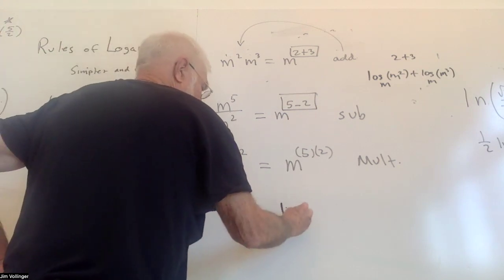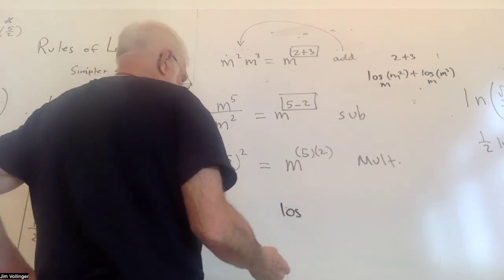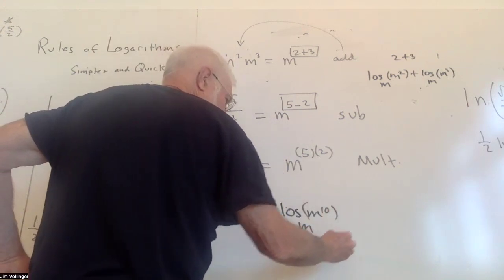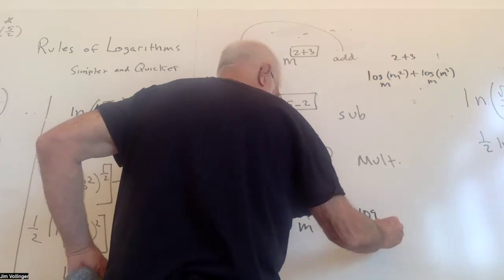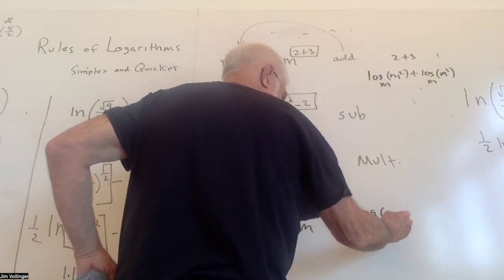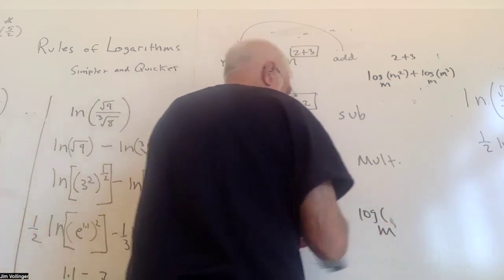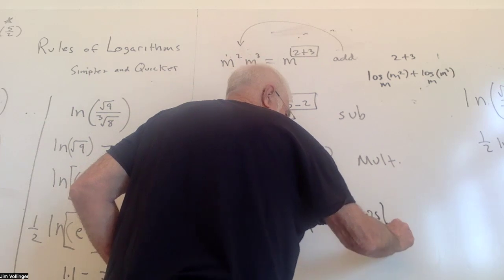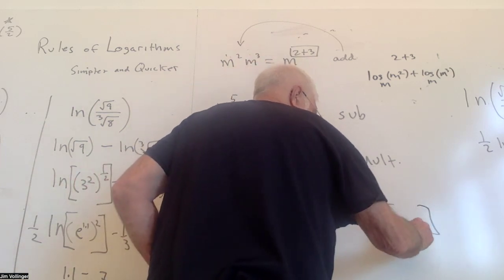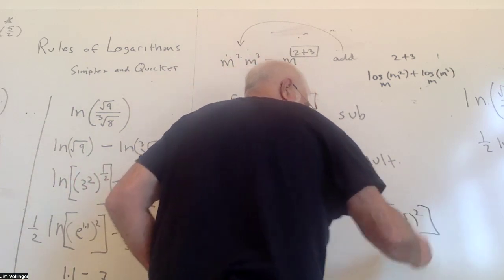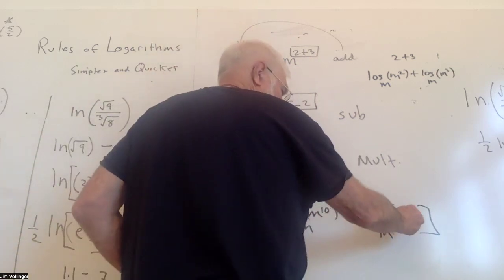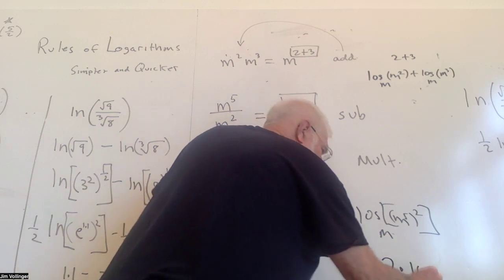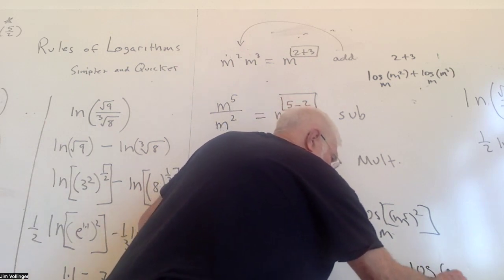So log base m of m to the 10th could have been written as log base m of m to the 5. Let's get a bracket here, otherwise I really am making a mistake. So let's put m to the 5 in brackets and let's square it. And so power to power is what's happening there. And that's the same thing as 2 times log base m of m to the 5.